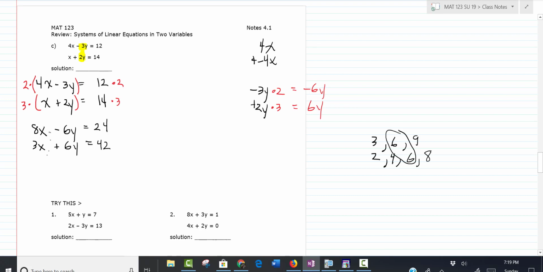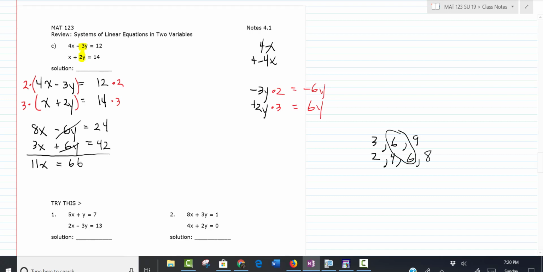And when you're doing this system, keep everything together. Now you can just draw a line and add these together here then. So 8x plus 3x is 11x. See, notice those cancel out. That's why we did what we did. So that's gone. And then 24 plus 42 is 66. Okay, so we get that.